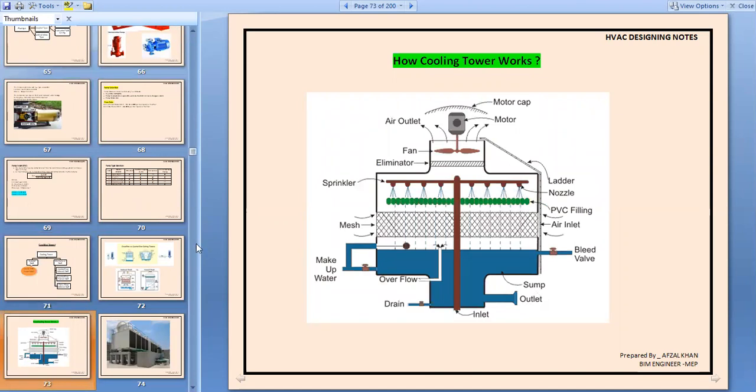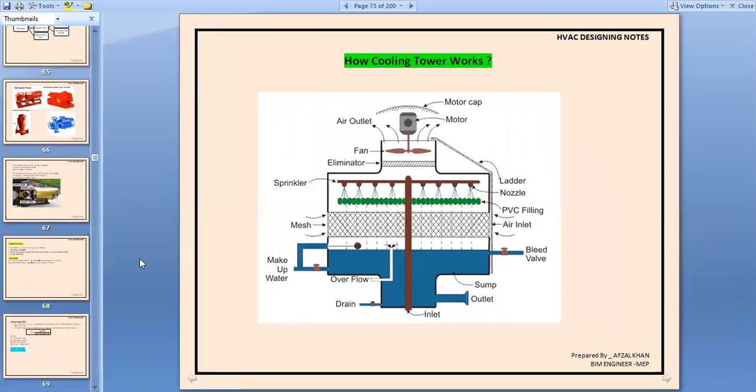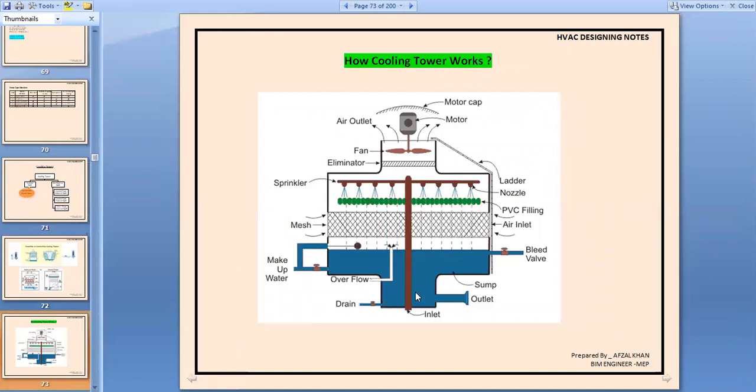So basically, this cooling tower will have one inlet and one outlet. This is the outlet, and from this inlet the water is coming from your chiller. The water is coming from the chiller, and this is going to the chiller. This is your outlet.